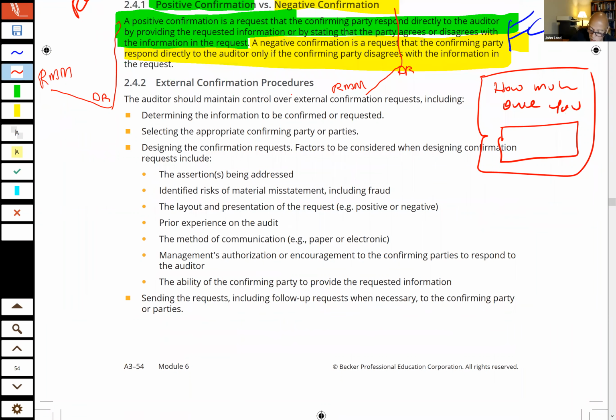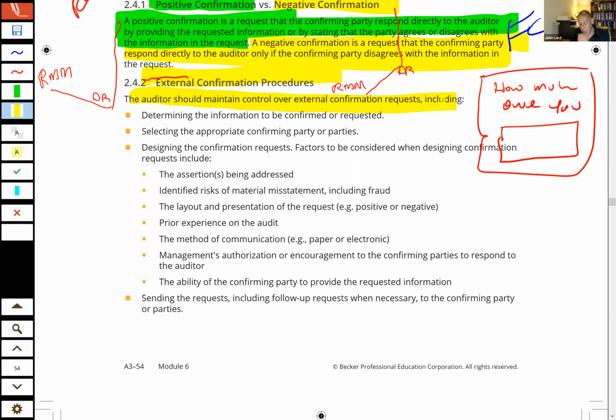Now, external confirmation process, okay? Let's just look at some of the key elements here. The auditor should maintain control over the request. And every time, I think I've told you guys, sometimes I have post-traumatic stress disorder, whatever they call that. I'll be thinking back to engagements that I had back when I was with the GAO. And to this day, I still get mad at certain things.